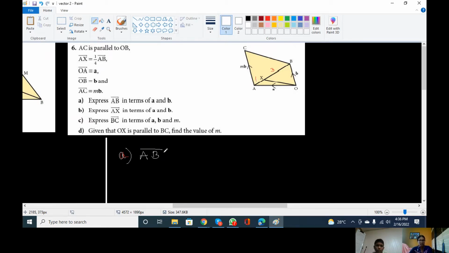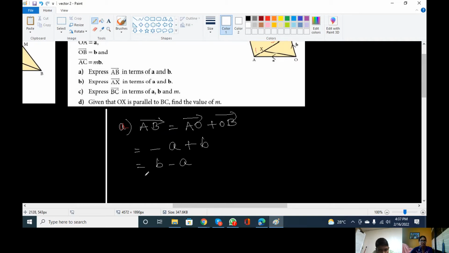First, AB vector is equal to, how can we write A to B? A to B can be written as A to O plus O to B. A to O is negative a. O to B is a positive b. Right. So this is b minus a.